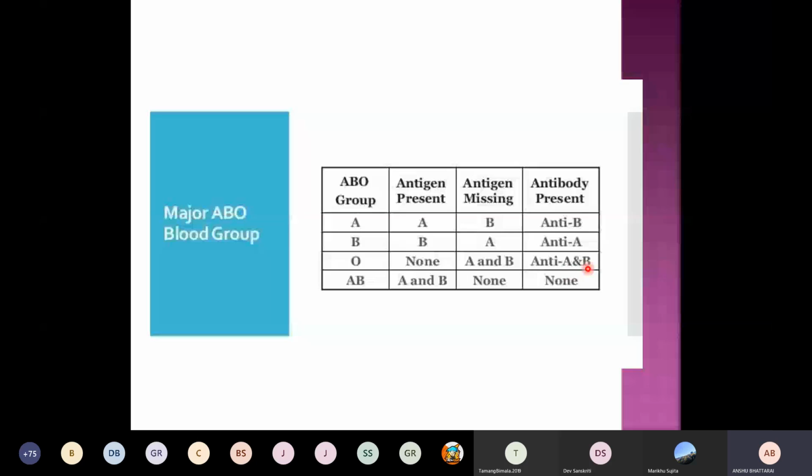Talking about AB, if you have AB blood group, then the antigens present on your RBC will be both A antigen and B antigen. The antibody present in your plasma will be none, because according to Landsteiner's law, if you have a certain antigen, you won't have the corresponding antibody. I hope this was clear to everyone. So this is about the ABO blood group.